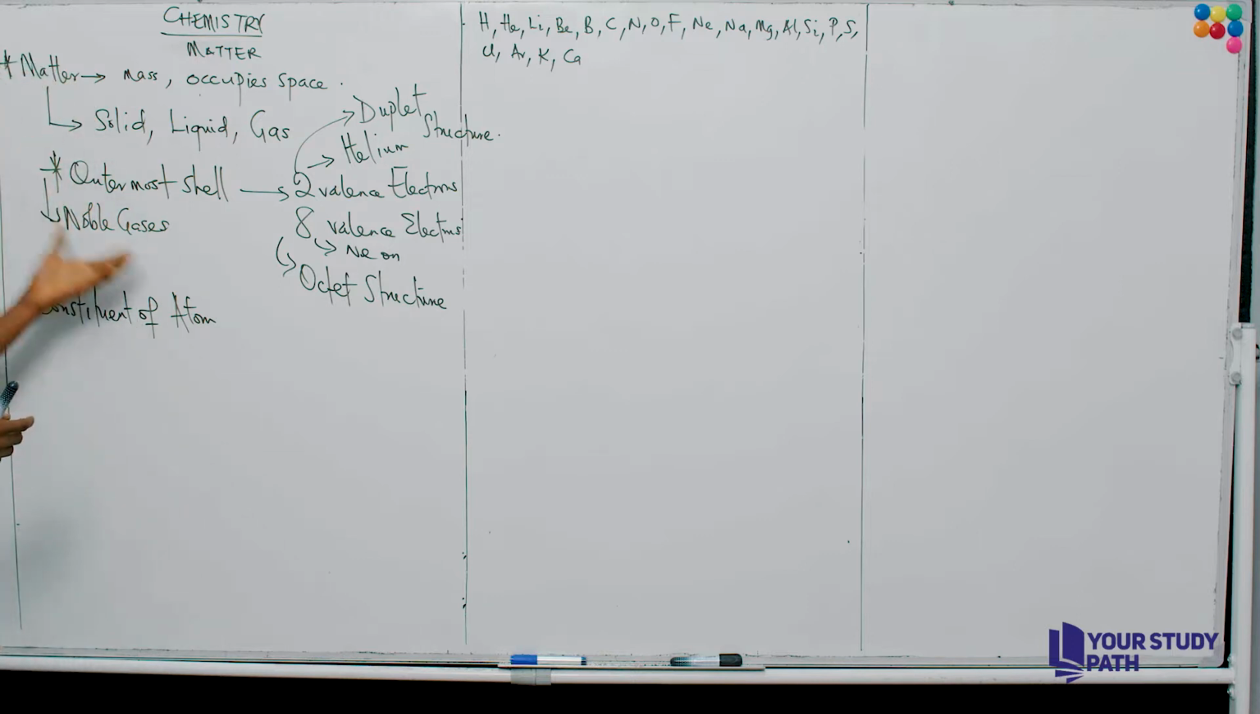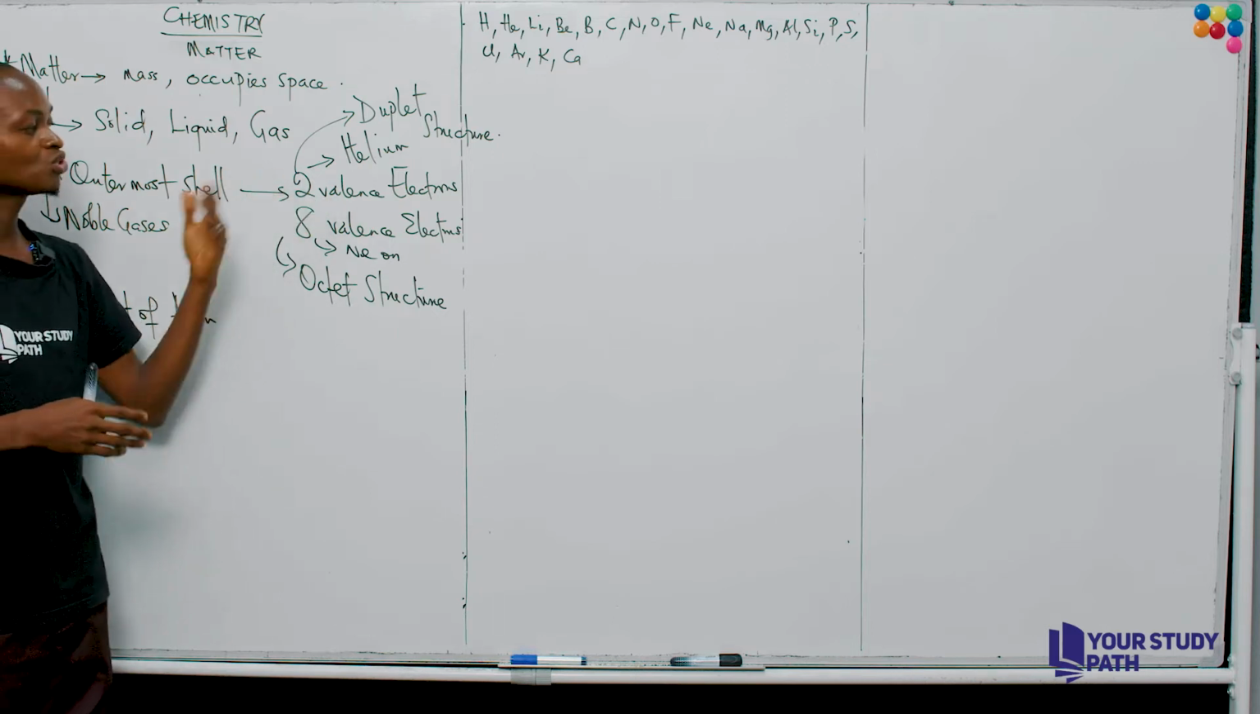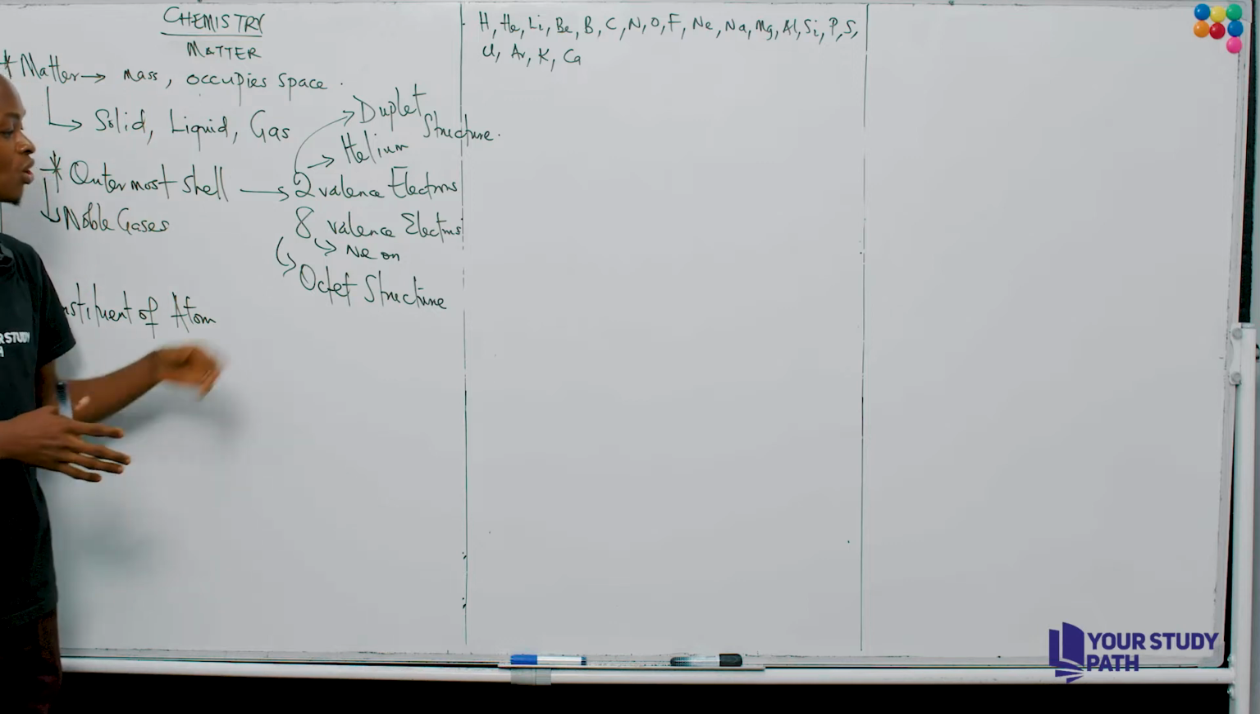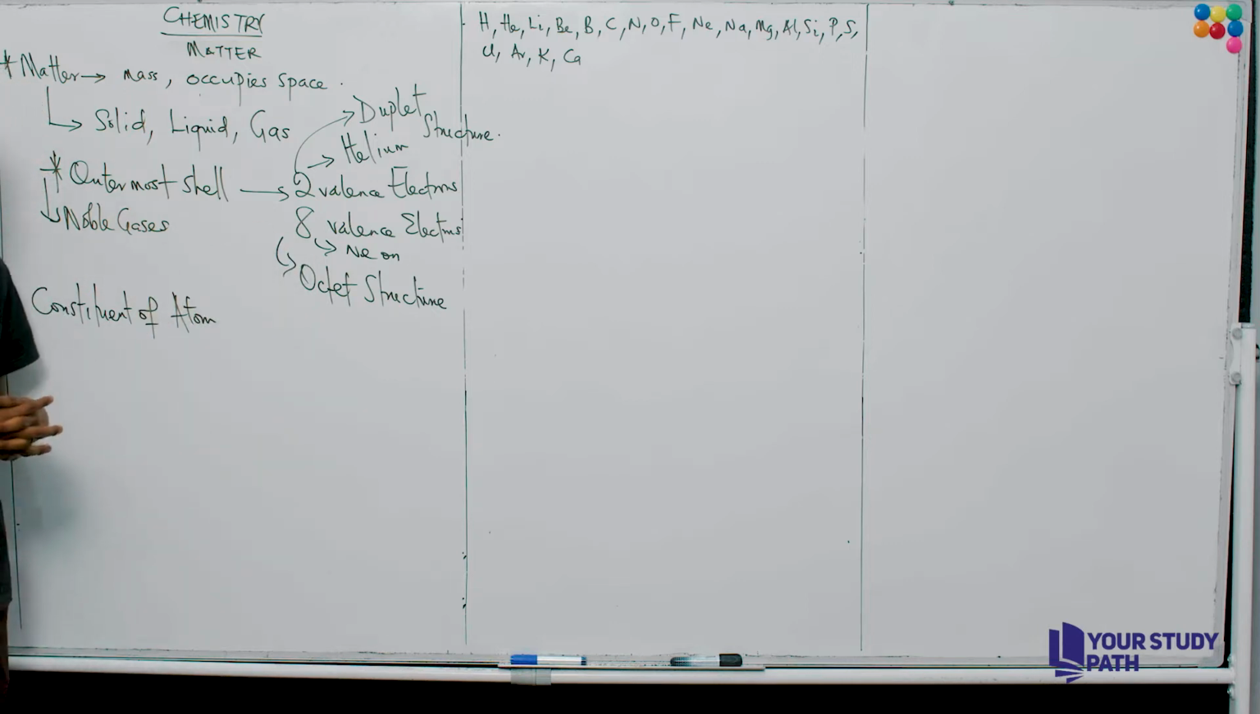And then we talked about the outermost shell, which is the basis for carrying out chemical reactions, where achieving 2 valence electrons, which is the duplex structure, would make you stable in some cases, or achieving 8 valence electrons, which would give you the octet structure, will also allow you to be stable in some cases.